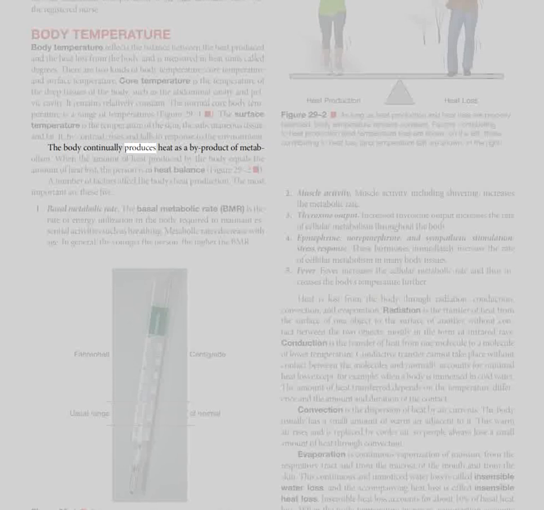The body continually produces heat as a byproduct of metabolism. When the amount of heat produced by the body equals the amount of heat lost, the person is in heat balance, Figure 29:2. A number of factors affect the body's heat production. The most important are these. 1. Basal metabolic rate. The basal metabolic rate, BMR, is the rate of energy utilization in the body required to maintain essential activities such as breathing. Metabolic rates decrease with age. In general, the younger the person, the higher the BMR.